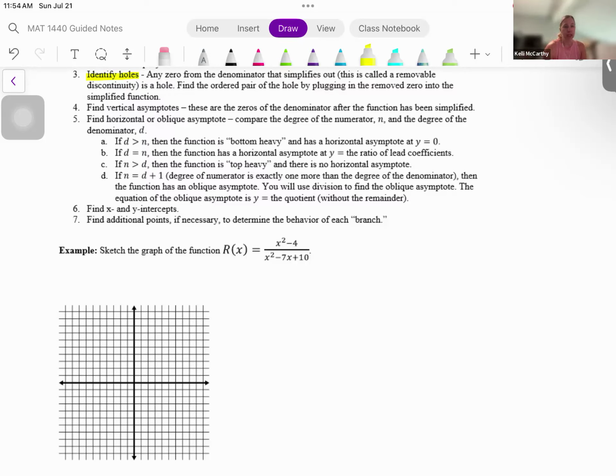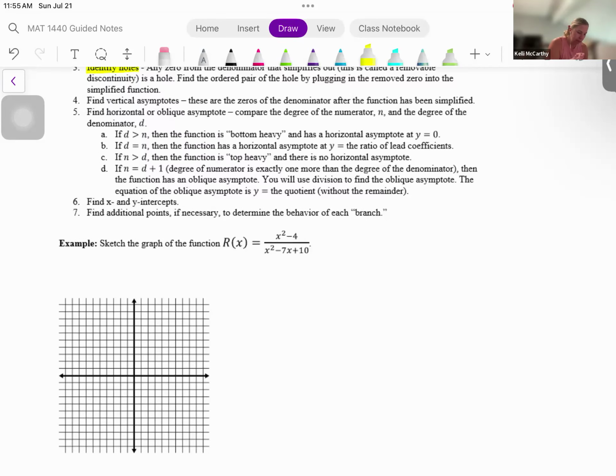If the degree of your numerator is greater than the degree in your denominator, then the function is top-heavy and there's no horizontal asymptote. If the degree of your numerator is 1 more than the degree of your denominator, then we have an oblique asymptote or a slant asymptote. And you're going to use division to find that oblique asymptote. You'll divide the numerator by the denominator, and the oblique asymptote is y equals the quotient, ignoring the remainder.